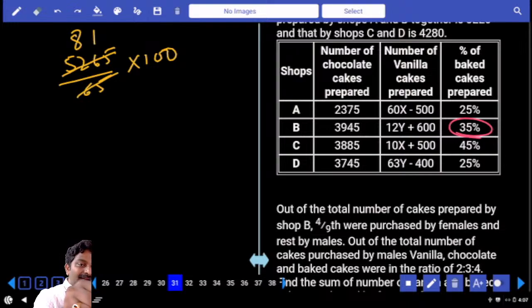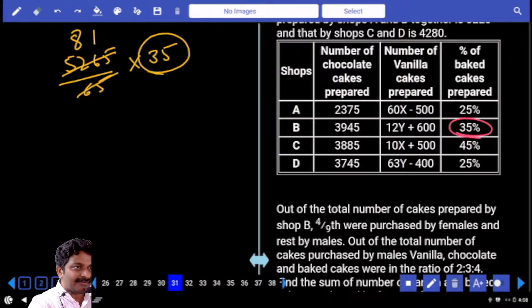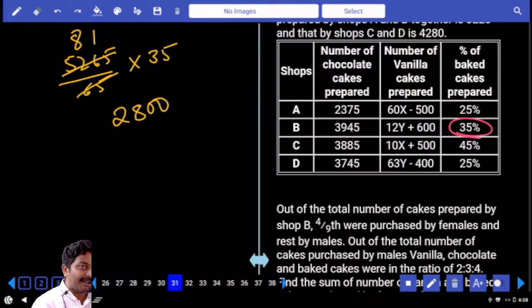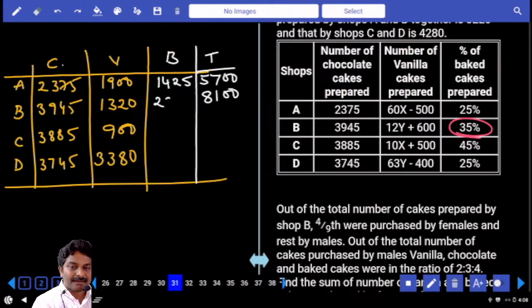Baked cakes are 35%. That means 8100 into 35. That is what you need to write. Same thing I will follow. 100 times of this number is 3500. I need to subtract 20 times of it, which is equal to 700. 3500 minus 700 is 2800, 80 times only, plus one more time we need to add, which is 35. Yes, 2835.